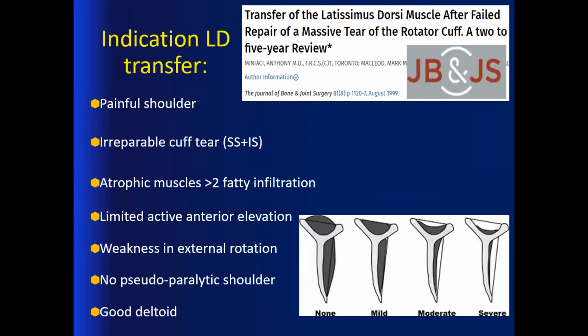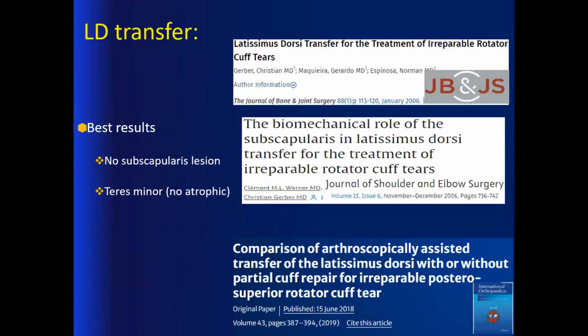The indication of LD transfer is in case of painful shoulder with irreparable cuff tear, that is posterior-superior cuff tear, atrophic muscles with Goutallier grade of more than 2 fatty infiltration, limited active forward elevation with weakness of external rotation, good deltoid muscle function, and no pseudoparalytic shoulder. In much of the literature, the best results are found in LD transfer in case of good subscapularis tendon and if the teres minor has no atrophy.